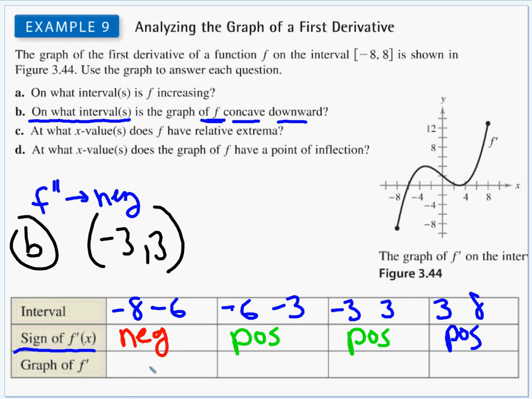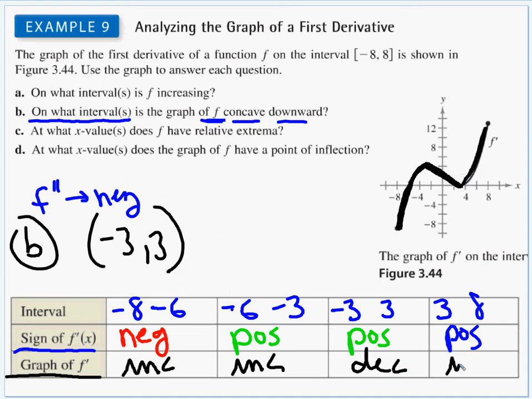So part B, -3 to 3 is where the graph of the original is concave down. And I guess we should have filled in this last column or row here. What is the graph of f prime doing? From -8 to -6, here it is increasing. From -6 to -3, it is staying increasing. And now from -3 to 3, we are decreasing. And then from 3 to 8, we are back to increasing. So part B, we can see right here: when the first derivative is positive and decreasing, we are going to have concave down.